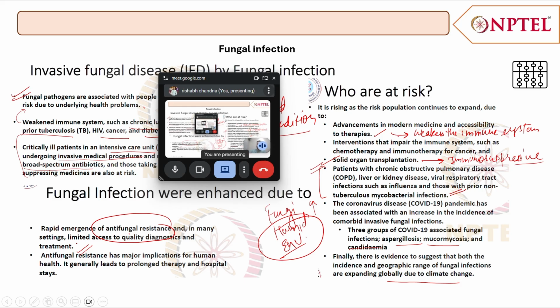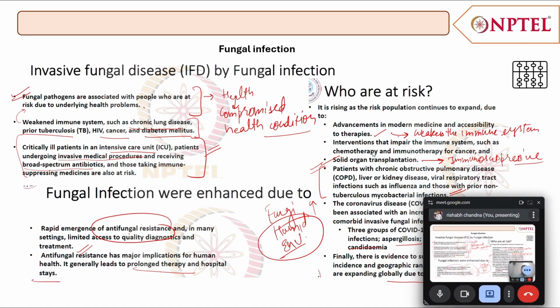So antimicrobial resistance is increasing due to the increased use of drugs against those pathogens, and the limited access to quality diagnostics and treatment is a major problem. Then antifungal resistance has major implications for human health. It leads to prolonged therapy and hospital stays. So this is how different fungal infections are increasing around the world because of the newer technologies and the newer diseases that we are encountering.